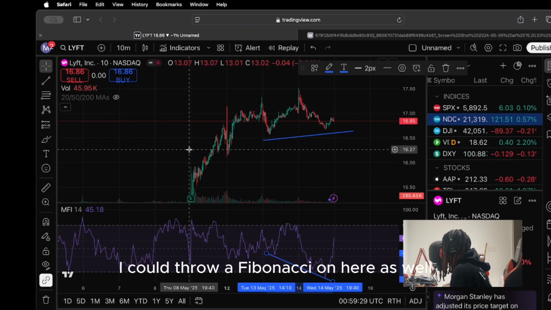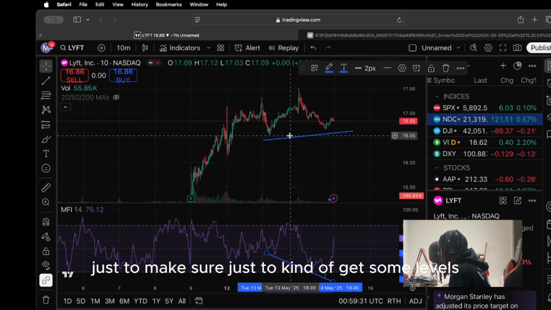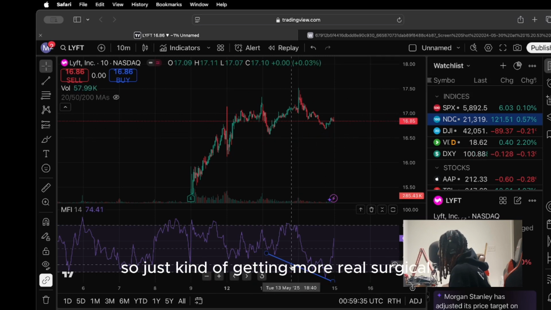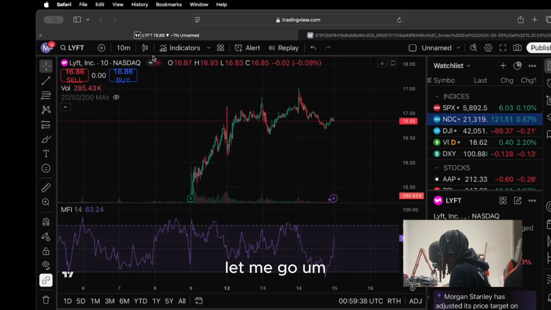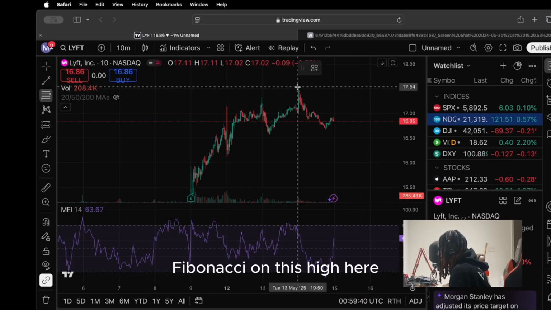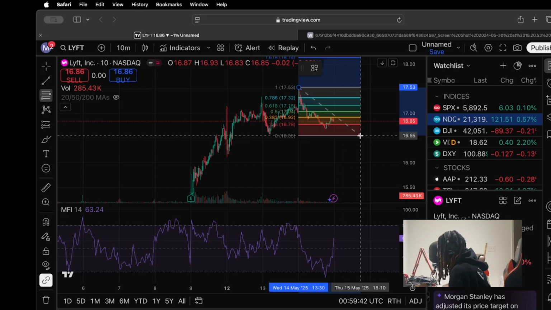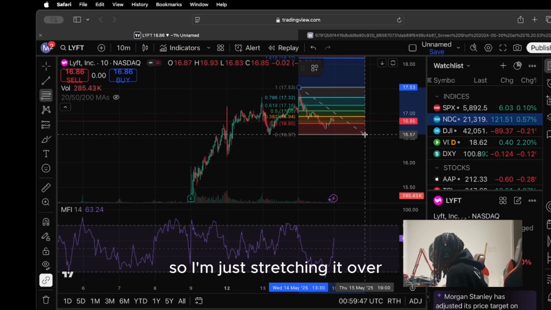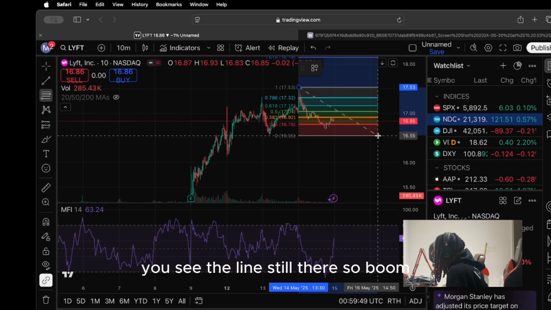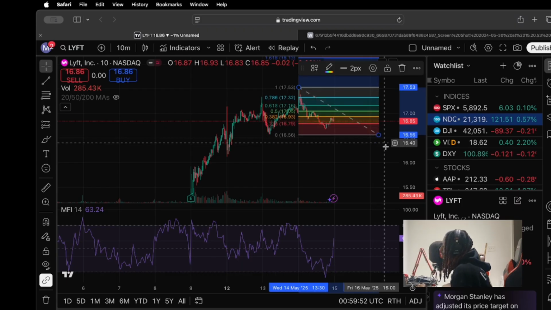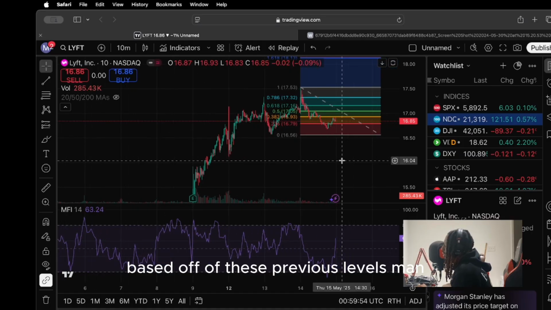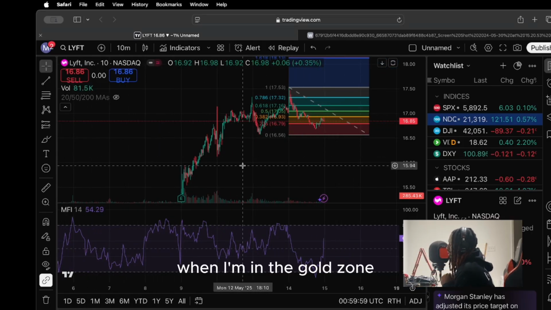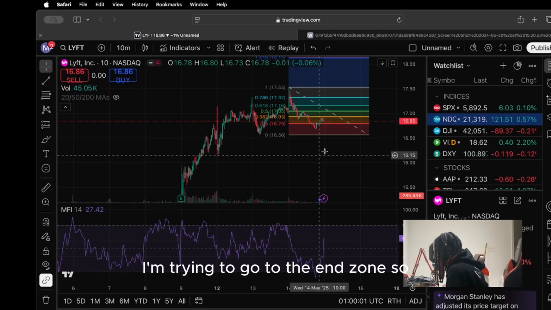I could throw a Fibonacci on here as well just to make sure, just to get some levels. And I'm on a 10-minute chart right now, so just getting more surgical. Let me go Fibonacci on this high here, and I'm looking at this low right here, so I'm just stretching it over. You see the line still there. So, boom. Based off of these previous levels, man, Lyft is in that gold zone, and I love that zone. When I'm in the gold zone, I'm trying to go to the end zone.